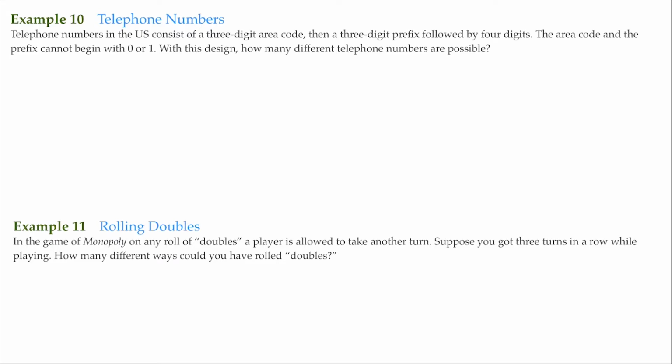In the first example, it states, telephone numbers in the U.S. consist of a 3-digit area code, then a 3-digit prefix, followed by 4 digits. The area code and the prefix cannot begin with 0 or 1. With this design, how many different telephone numbers are possible?